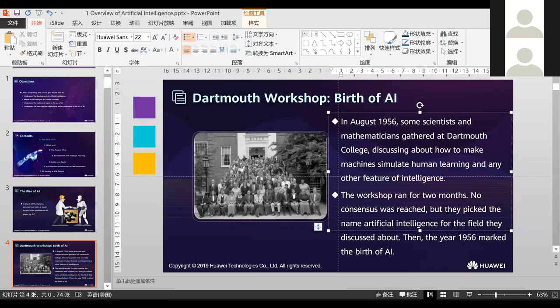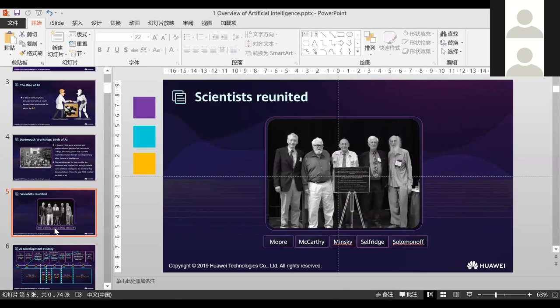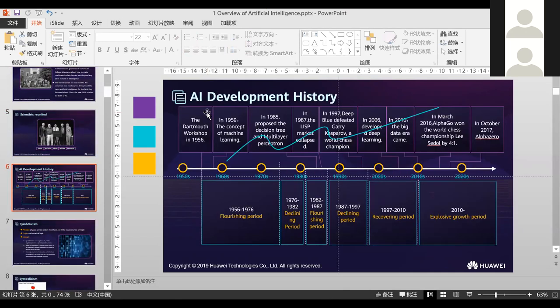But at the Dartmouth workshop in 1956, they just picked the name artificial intelligence for this field. So artificial intelligence is a technology to make machines as intelligent as, or surpass, human intelligence, to make machines simulate the human learning process and simulate human intelligence. So that is the birth of AI in 1956. That is the AI development history.